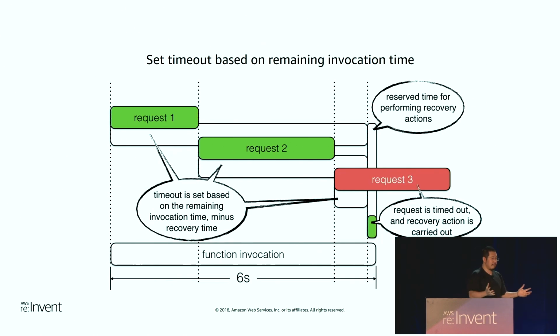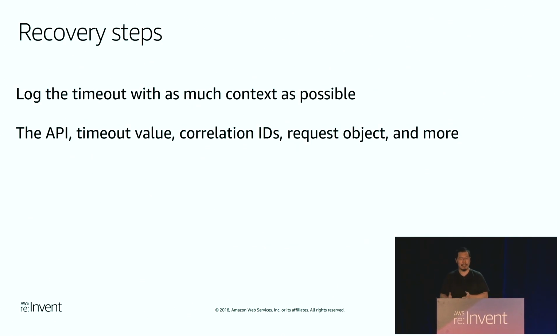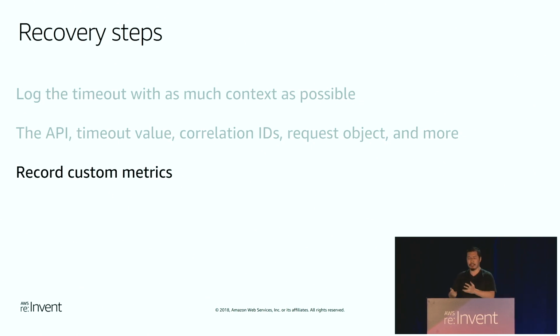And if collectively all the requests still took too long and I had to time out that last request, now I still have some time left at the end so that I can do some recovery steps, including logging the timeout incident with as much context as possible, including what was the API that I was trying to call, what's the timeout value, any correlation IDs that I've collected so far, as well as the request object and maybe something else as well. And I also want to record a custom metric for, say, servicex.timeout.